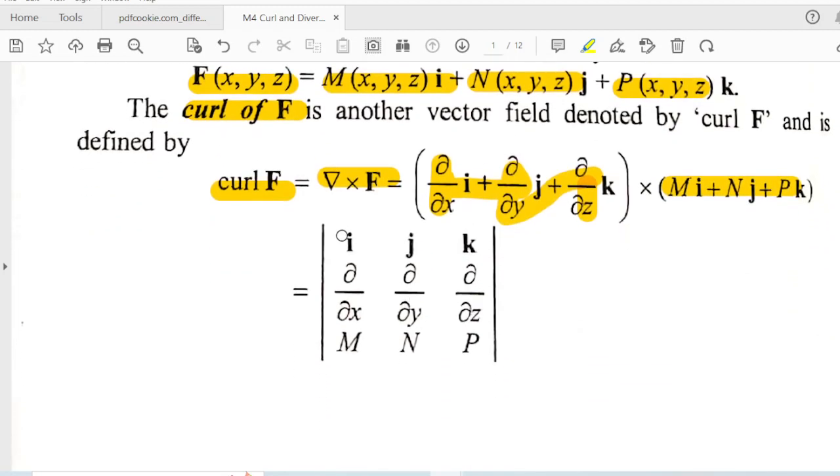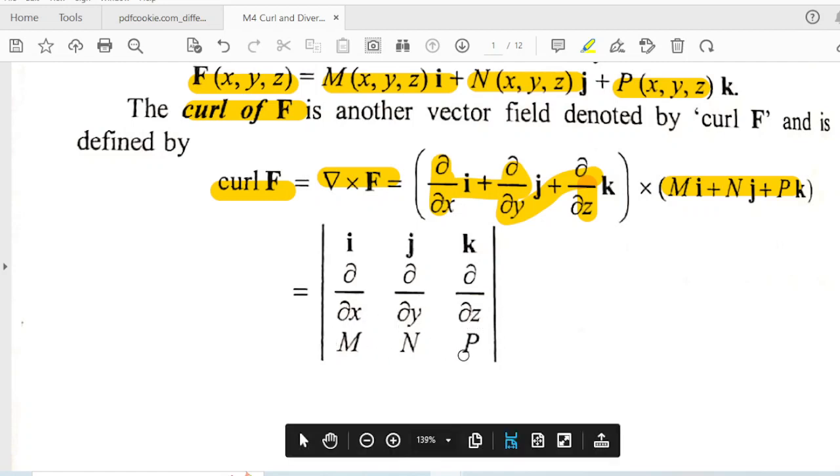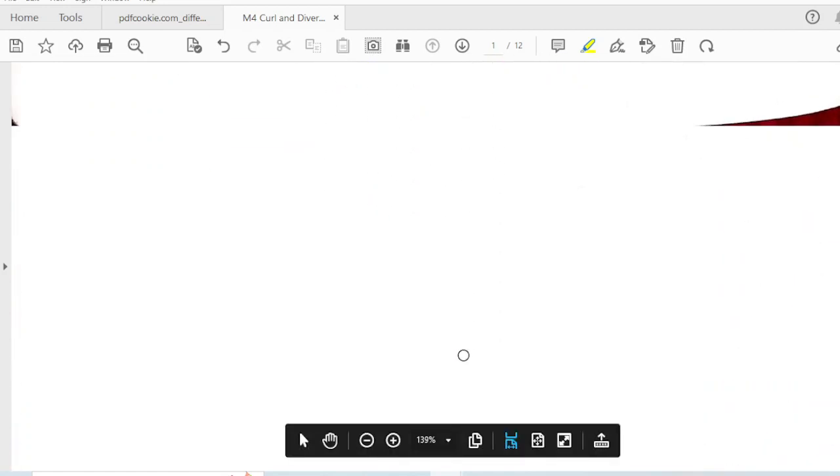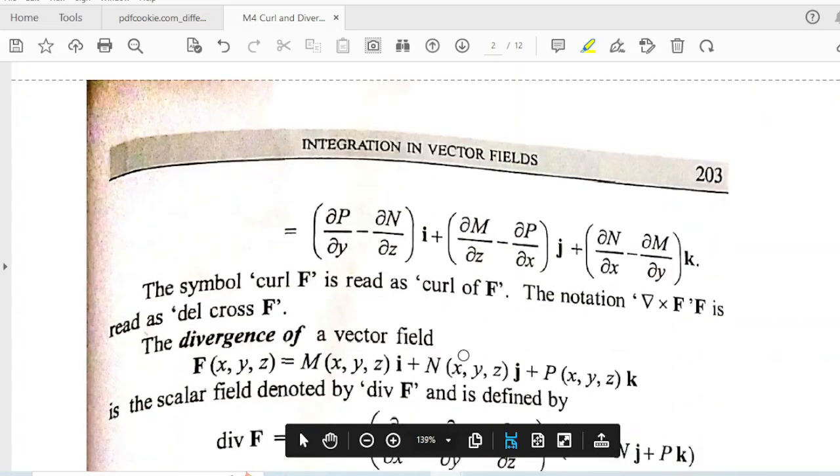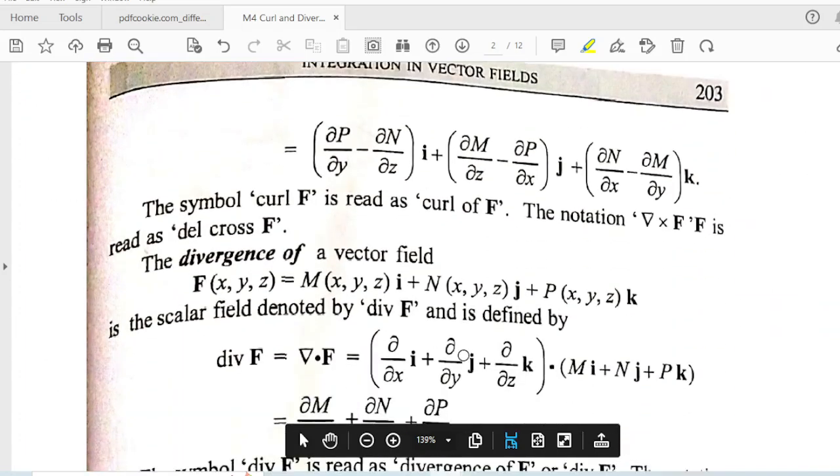So we know this is the formula: determinant of i, j, k, dou by dou x, dou by dou y, dou by dou z, m, n and p. So we are familiar with the curl of a vector field. Now let us define divergence of a vector field.